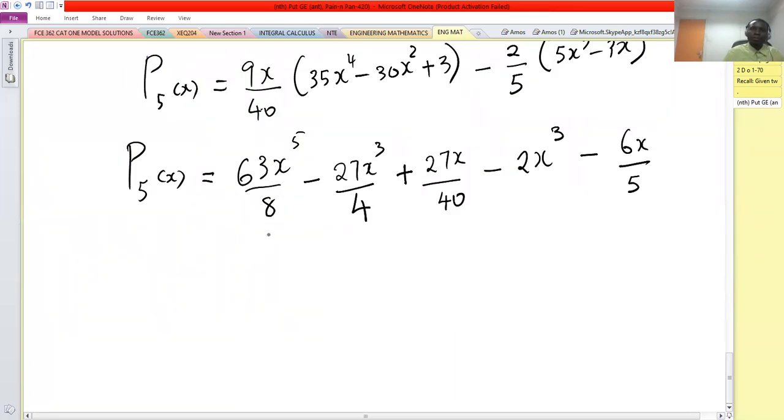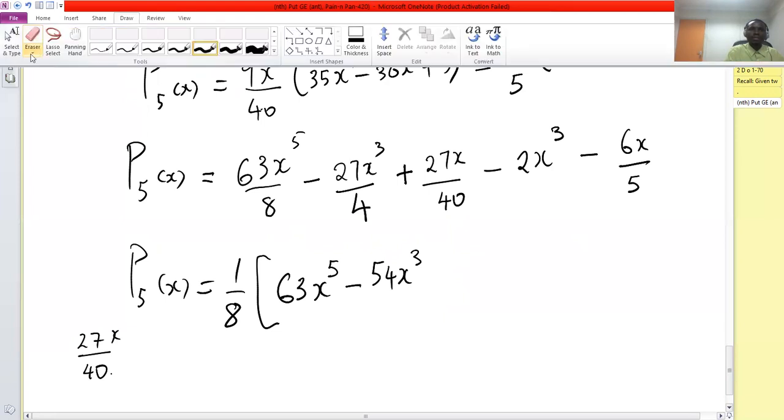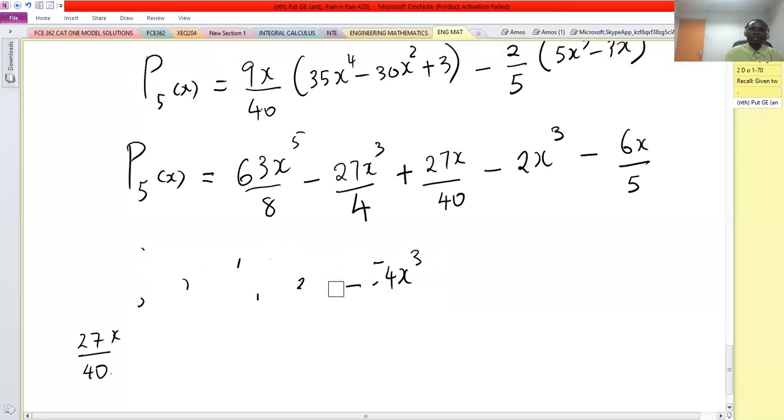So P5, if I factor out 1 over 8, then this will be 63x to the power 5. And then I have to multiply this one by 2, so I have minus 54x to the power 3. And then so that this is 8. So 27x over 40. To make this one 8, I have to divide by 5. Or maybe the easiest thing, just put under 1 LCM 40.